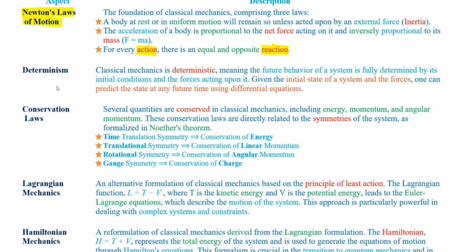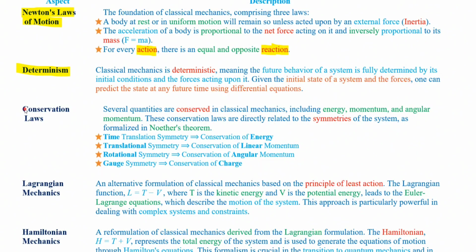Next, determinism in classical mechanics. Classical mechanics is deterministic, implying that the future behavior of a system is entirely predictable, given its initial conditions and forces applied. The system's evolution can be precisely described using differential equations.